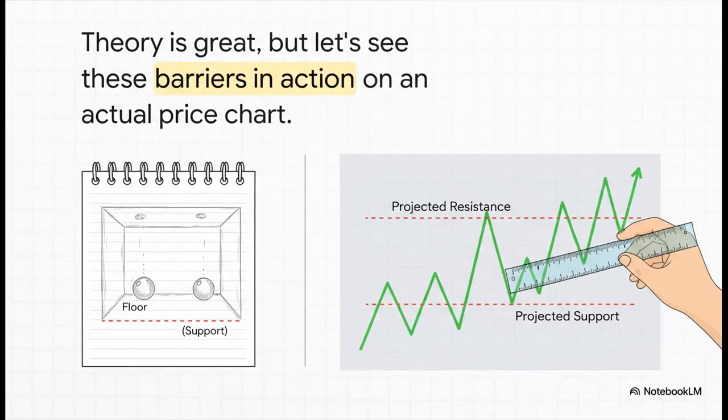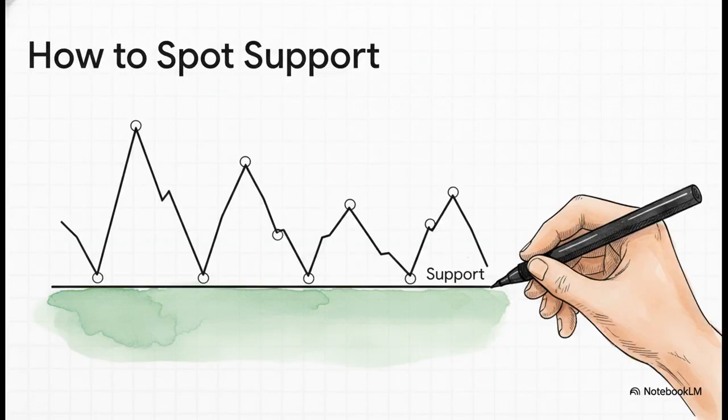Now, theory is one thing, but seeing is believing. The real magic of these concepts comes to life when you can actually spot them on a price chart. So let's take a look at how you can identify these zones for yourself. So to find that support floor, you're looking for historical low points where the price has dropped but then turned around. When you see this happen multiple times, you can literally just connect those low points with a line. This is so powerful because we're using the past to give us clues about the future. That line becomes a potential zone where the price might just bounce again.